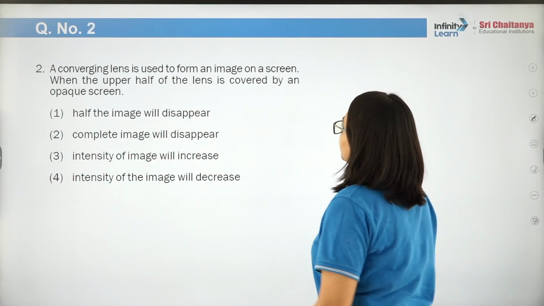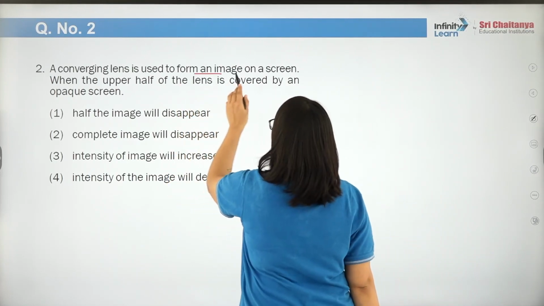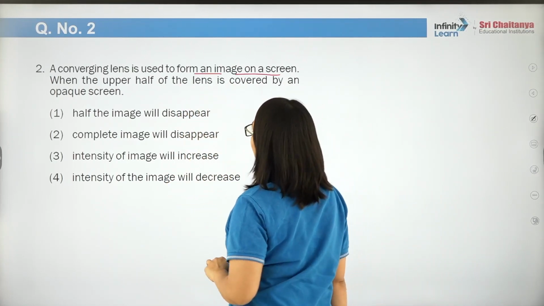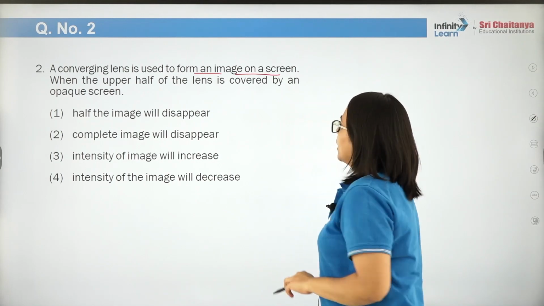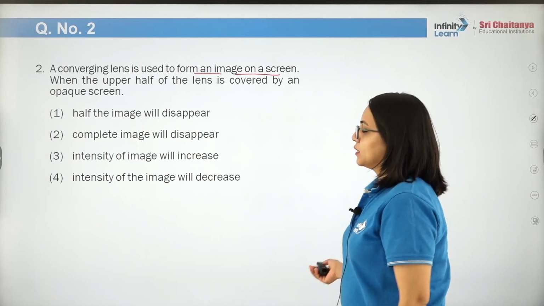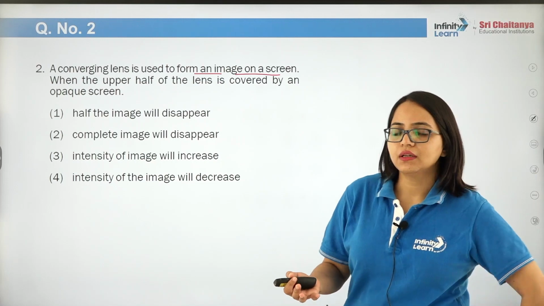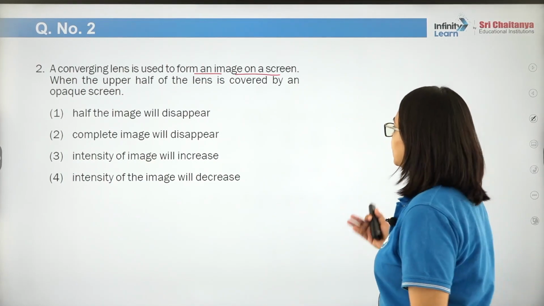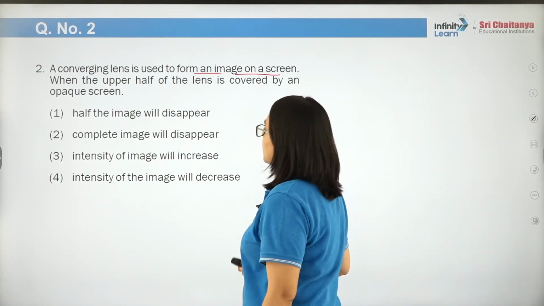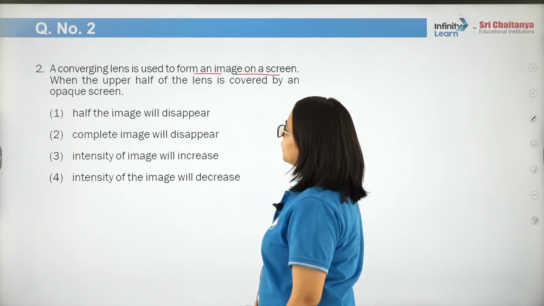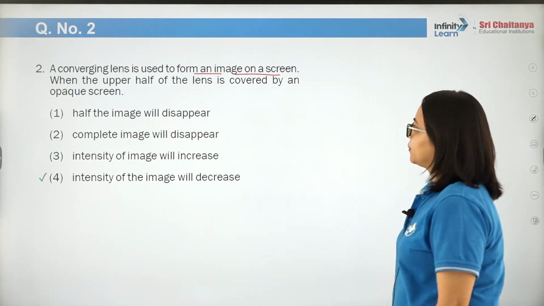Question number 2. A converging lens is used to form an image on a screen. When the upper half of the lens is covered by an opaque screen, what will happen? Image will be completely formed, but the intensity of the image will decrease, right? Because of less number of rays. So over here, the correct answer is option 4.